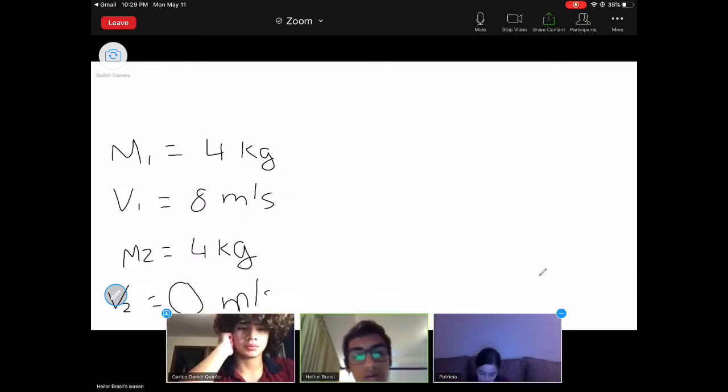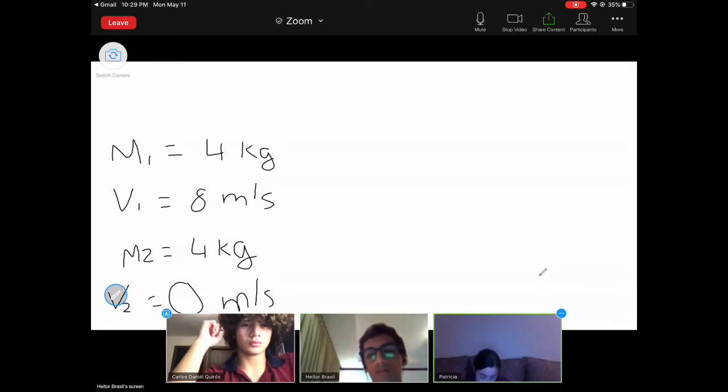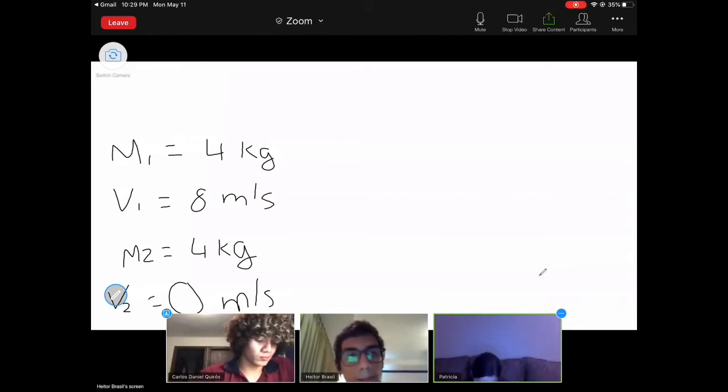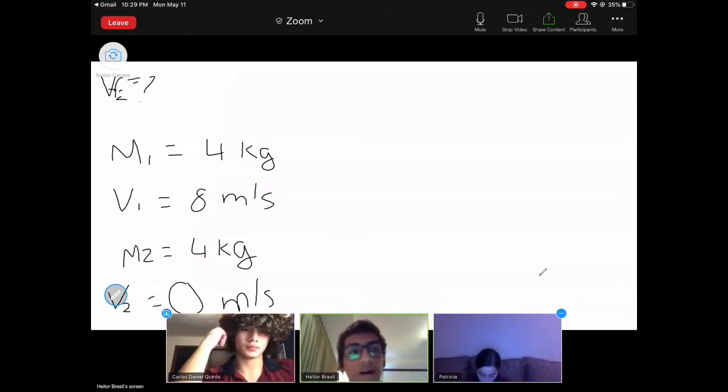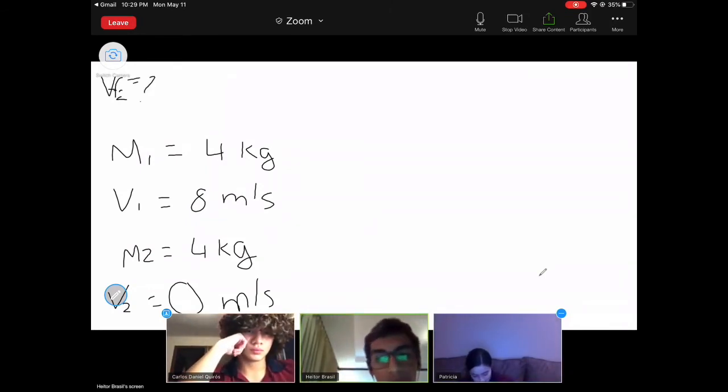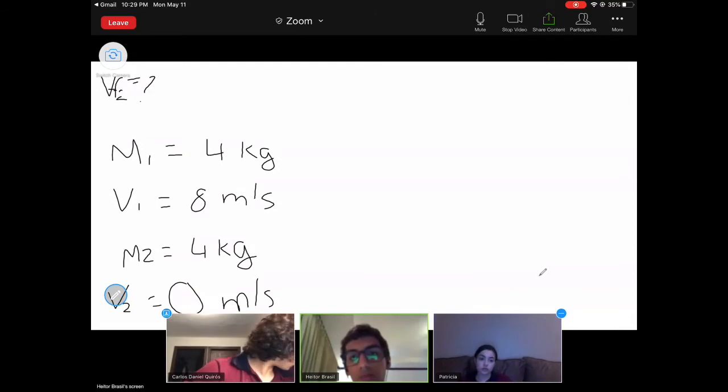Keep going. The first ball stops after the collision. Find the velocity of the second ball after the collision. Verify your answer by calculating the total kinetic energy before and after the collision. So basically, they're asking us for the final velocity of object number 2, right? I need you guys to take notes of these values right here because I'm going to erase everything to the problem.